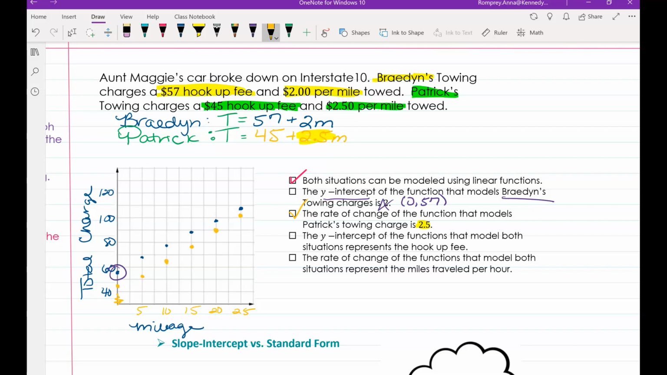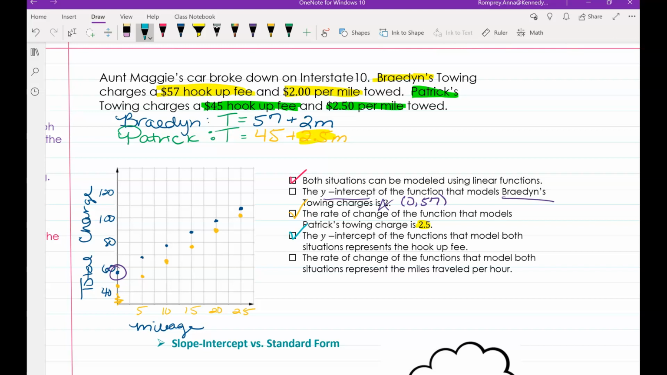And the y-intercept of the functions that model both situations represent the hookup fee. So the y-intercepts, that's where we're starting, even before they drive us anywhere, just for showing up and hooking up the car, we have to pay. So the y-intercepts, yes, those are the hookup fee. Check.